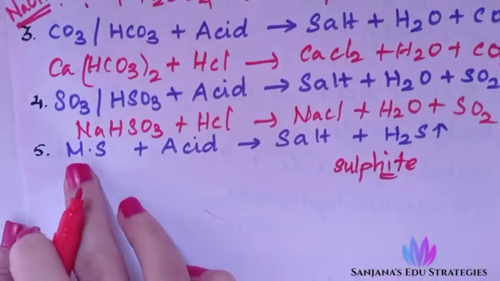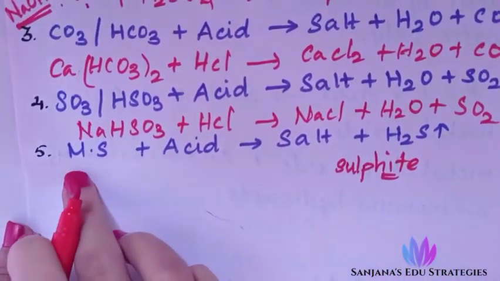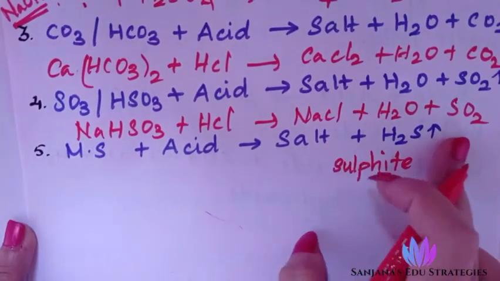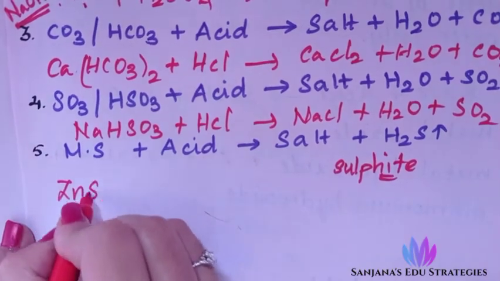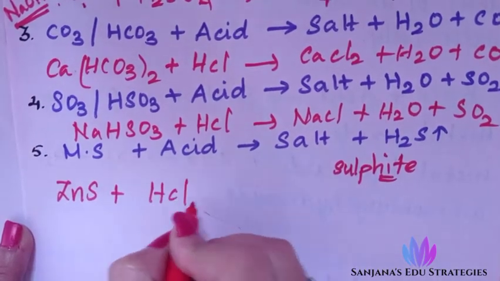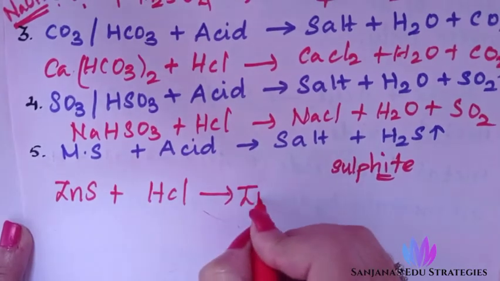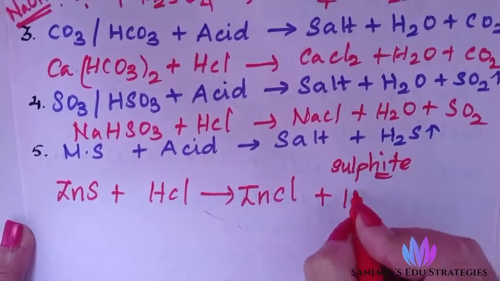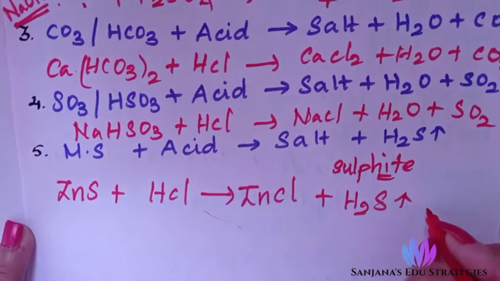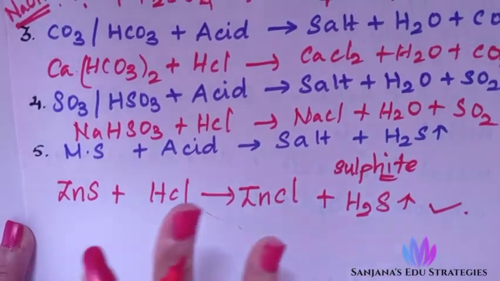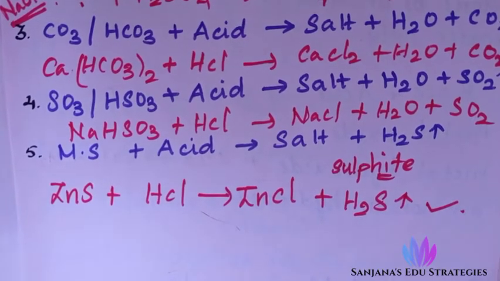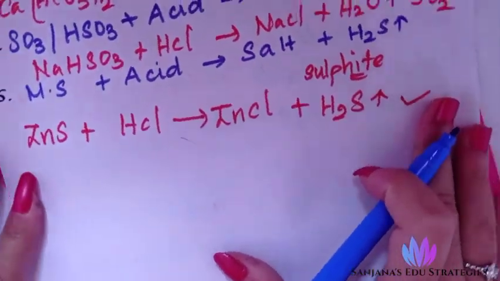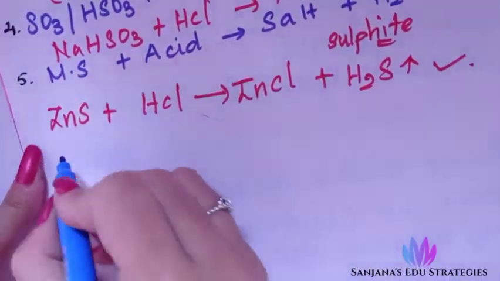Next, metal sulfide, MS, plus acid gives salt plus hydrogen sulfide evolved. I am taking ZnS plus an acid, HCl or H2SO4. It gives salt ZnCl2 plus H2S. So these are some reactions based on chemical properties of acid, and there is another reaction, that is reaction with chlorides and nitrates. So listen carefully.